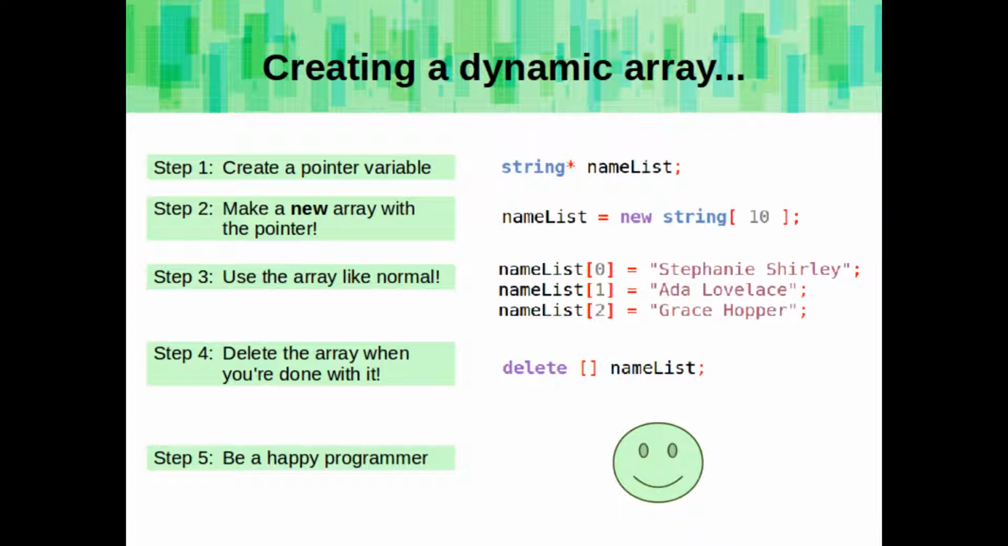So, with creating dynamic arrays, step 1, create a pointer variable. Step 2, make a new array with this pointer. Step 3, we use the array like normal. And step 4, never forget to delete the array when you're done with it. Step 5, good job.